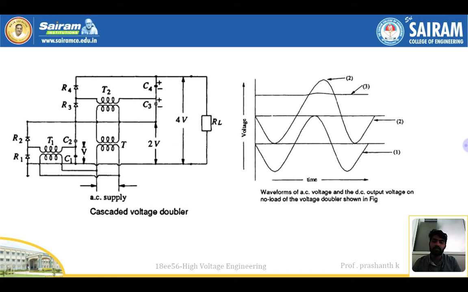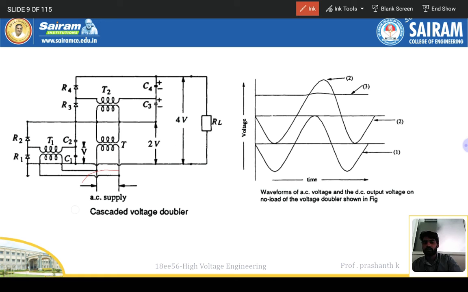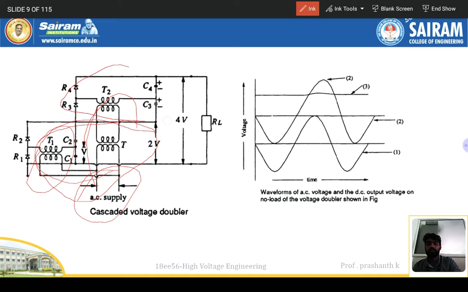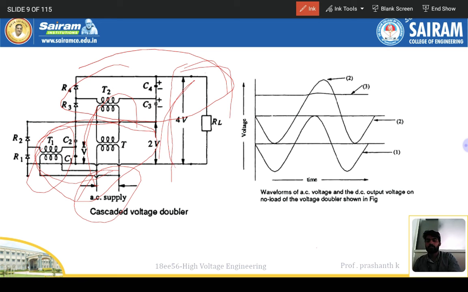See, another one is the cascading voltage doubler. Cascading voltage doubler is like this. The supply we are giving, as you can see in the diagram, so this is the supply, and then one input is here, another input is here. So what happens? This part looks like a normal one, so it gives 2 volts, and then this part gives another 2 volts. So finally, we will get 2 volts plus 2 volts. We'll get 4 volts, right?